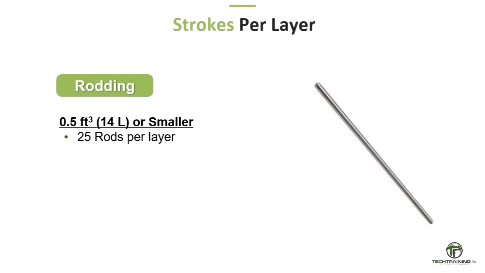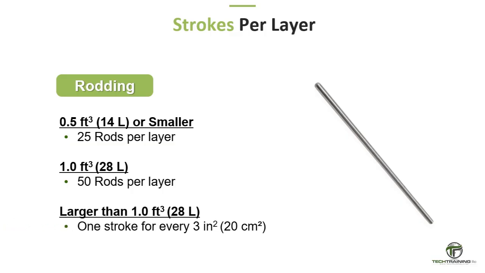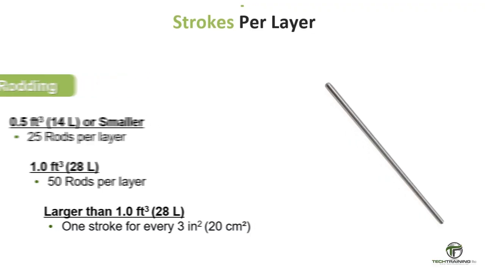Rod each layer with 25 strokes of the tamping rod when nominal 0.5 cubic feet, or 14 liters, or smaller measures are used. 50 strokes when nominal 1.0 cubic feet, or 28-liter measures are used. And 1 stroke per 3 square inches, or 20 square centimeters of the surface for larger measures. Rod each layer uniformly over the cross-section with the rounded end of the rod, using the required number of strokes.